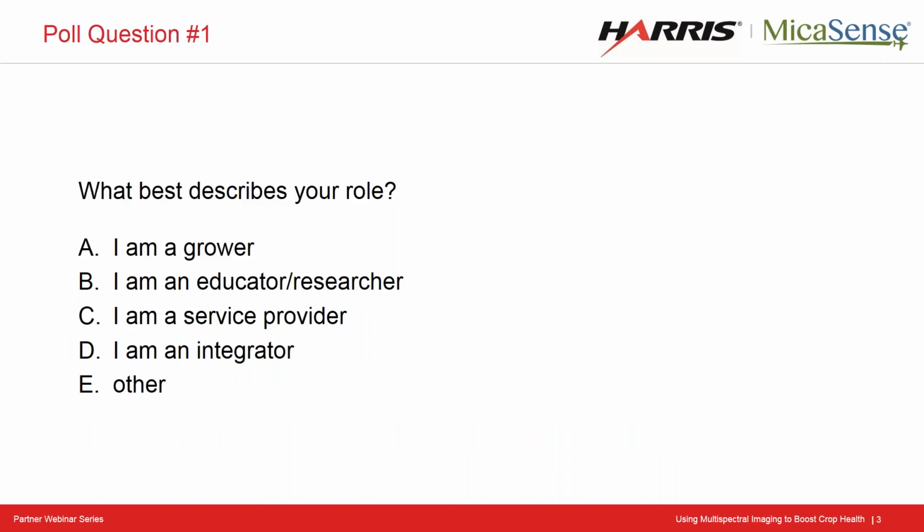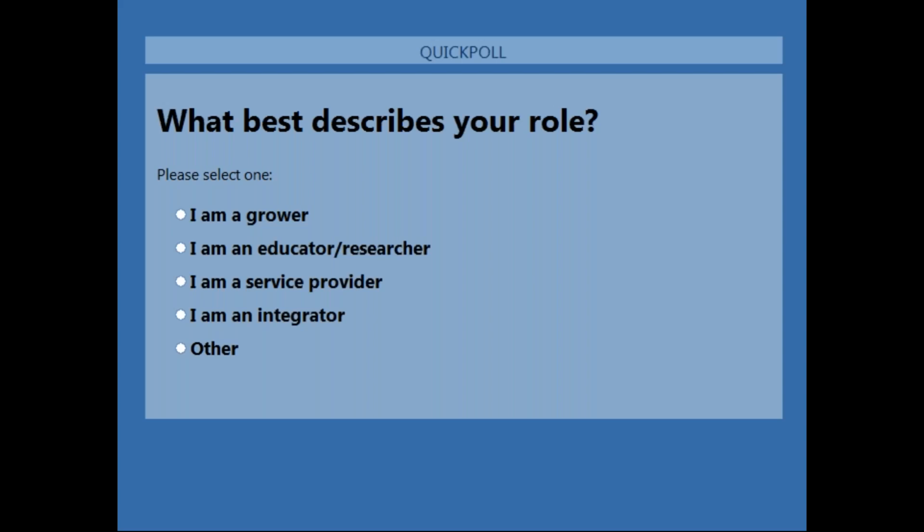So the first poll question is, what best describes your role? And there are 5 options. We'd like you to select A, B, C, D, or E. Either you're a grower, an educator or a researcher, or a service provider, or you may be a systems integrator, or you may categorize yourself in another area.